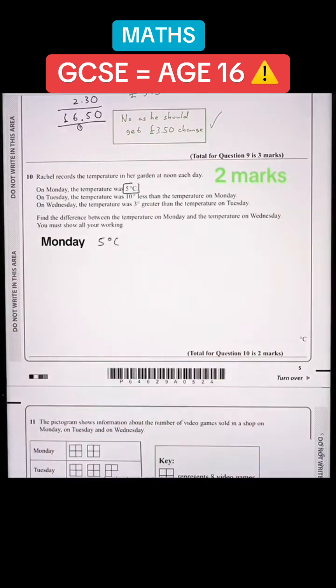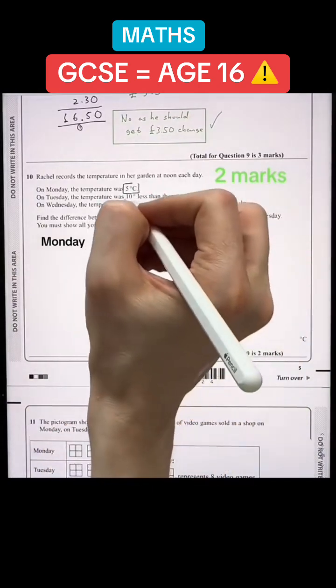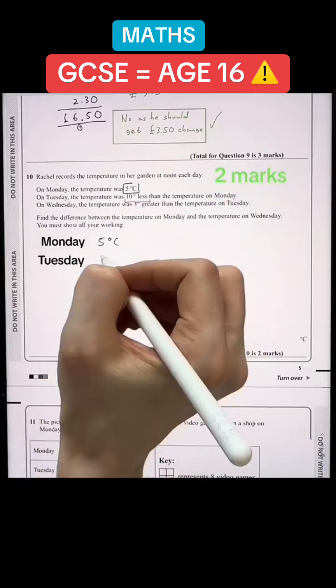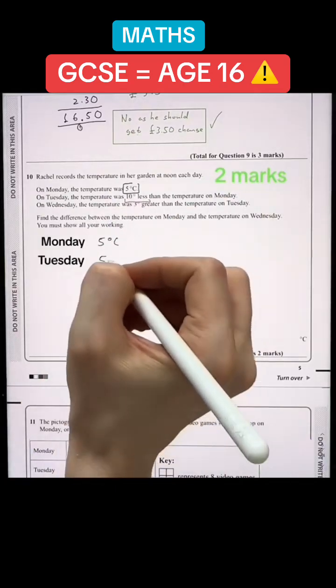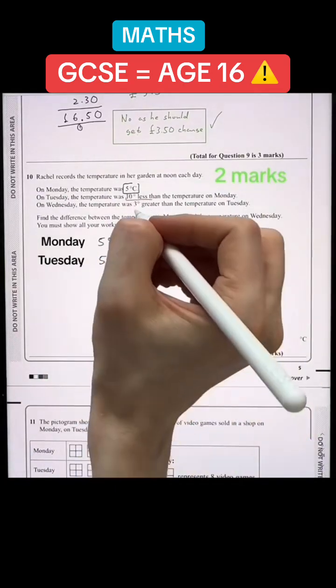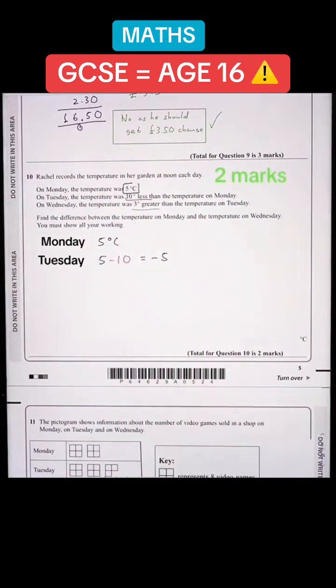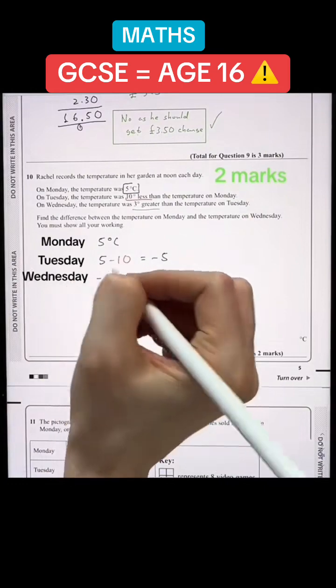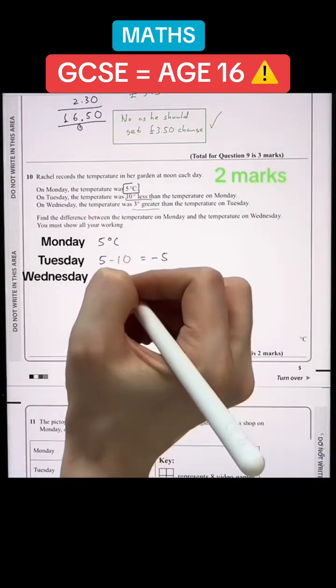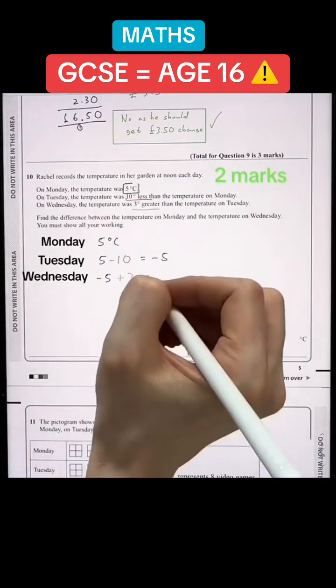On Tuesday, the temperature was 10 degrees less than on Monday. If it was 10 degrees less than Monday, and Monday was 5, then 5 subtract 10 brings us down to negative 5. On Wednesday, the temperature was 3 degrees greater than the temperature on Tuesday. Well, on Tuesday the temperature was negative 5, and 3 degrees greater means we're going to add on 3, and negative 5 add 3 will give us negative 2.